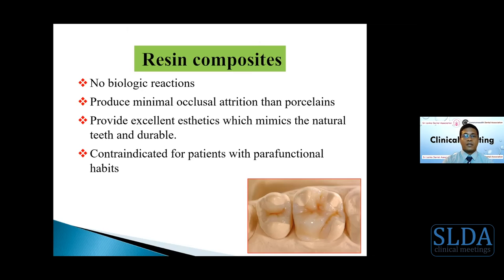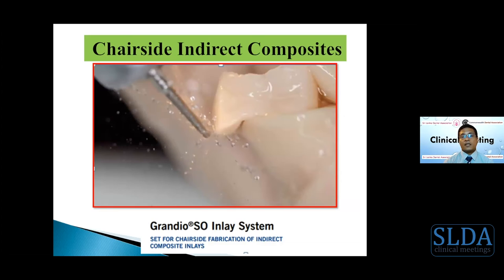Now, this is one good example for chairside indirect composites from the Grandio inlay system. This is an innovative and specialized technique. This technique is simple, efficient and cheap, and there's no lab work involved here, and you can create good proximal contacts without having to use time-consuming fixed techniques, and you can always achieve perfect occlusal anatomy with them. And this is how it is being done.